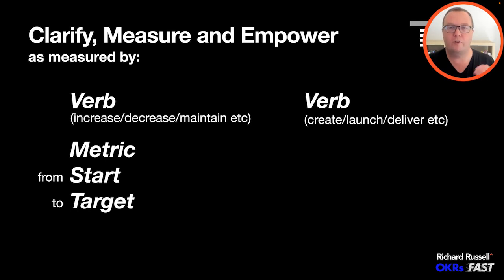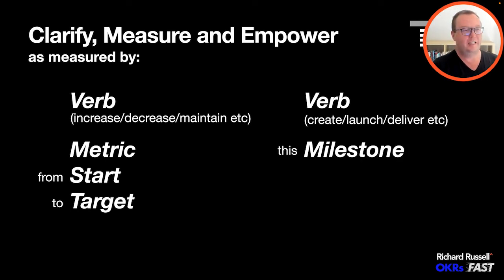Or you can have a verb such as create, launch, and deliver this milestone, and the milestone has got to be something critical, right? Now, what people often do, because objectives and key results are inherently quarter-based, so you normally implicitly have a quarter, but you often would add a date on the end of that to say by this date, because that might be something critical. So that's your introduction to key results.